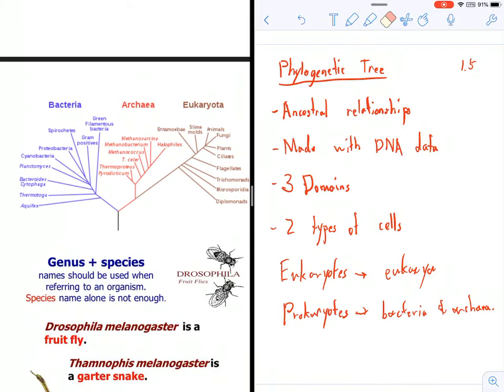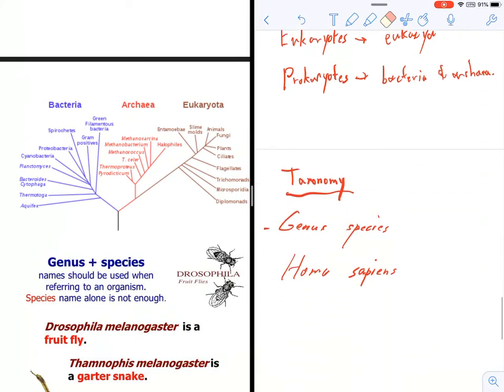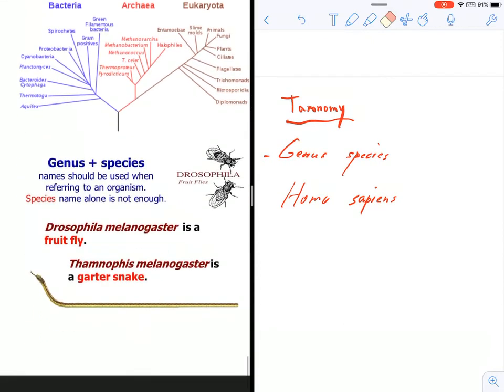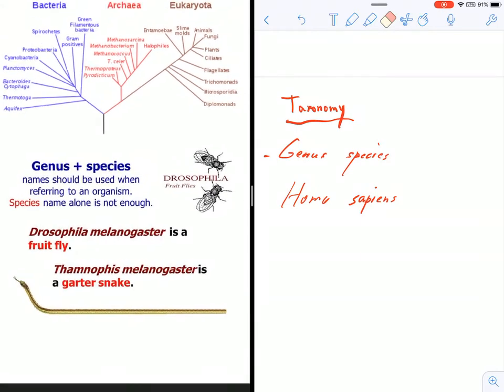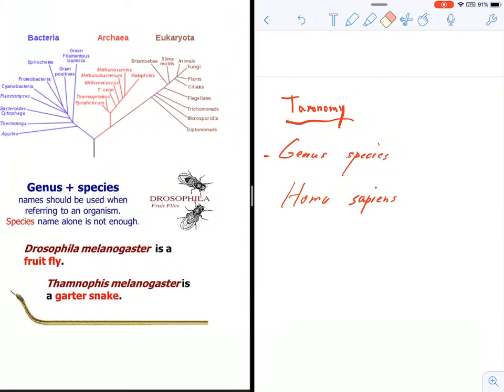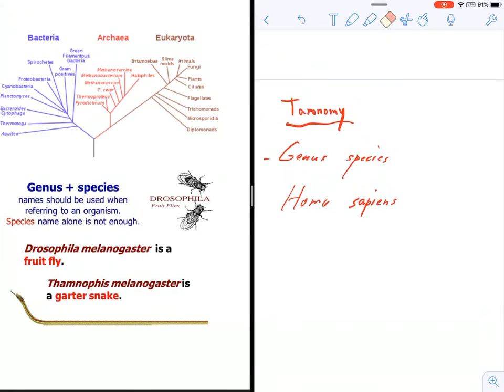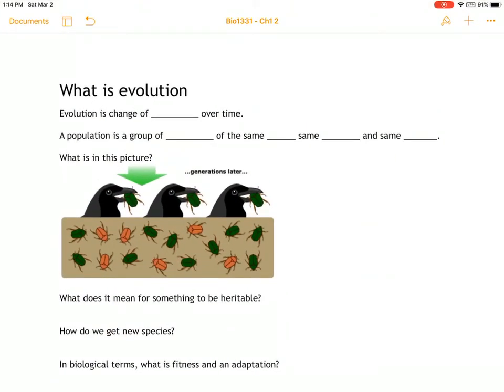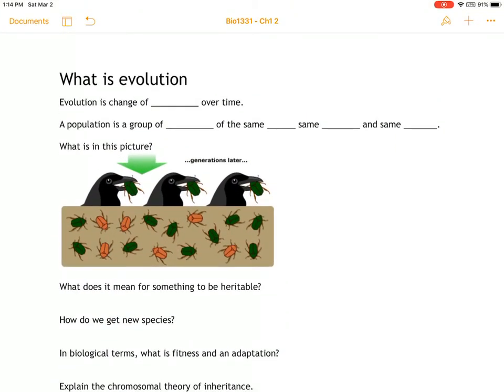We also found a way to name species. And we do so by stating the genus name and the species name. For example, for humans, the genus name is Homo, and the species name is Sapiens. H in Homo should be capitalized, and both words should be italicized. So that is basically chapter 1 in a nutshell. And I prepared a little worksheet that we can go over together.